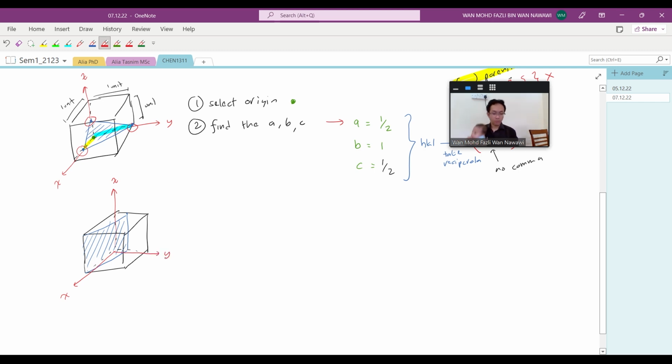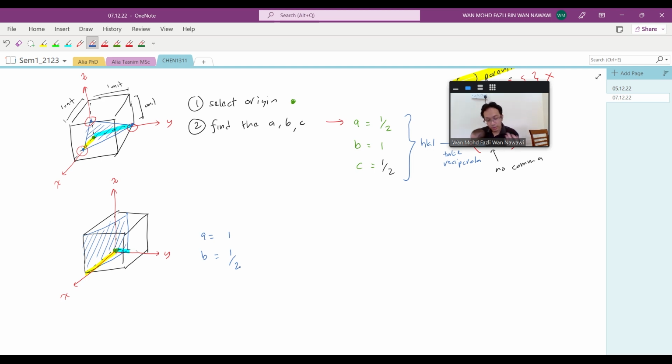If you look here, let's say we select the origin, and the origin is here. You can see this intersects at X. Let's say I put X. It intersects at X, so A is basically 1. Then we look at B. B also intersects, at half. Let's say we put it as half. So B is half.